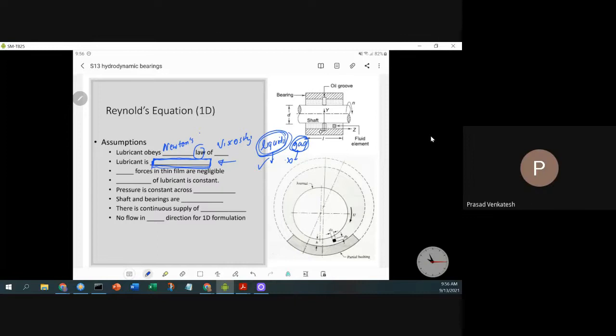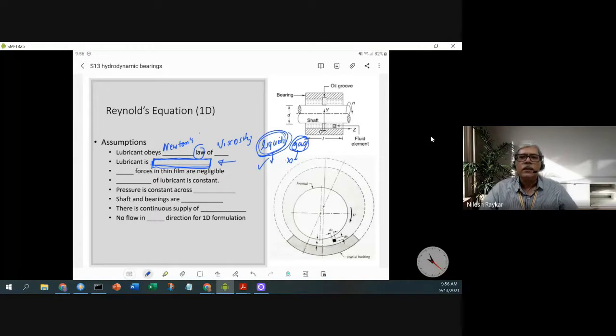Hello, sir. Incompressible. I did not get incompressible. That's right, Mukul. So the lubricant is assumed to be incompressible. That is the second assumption.